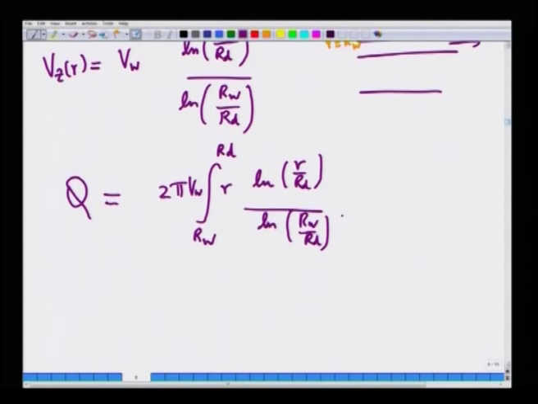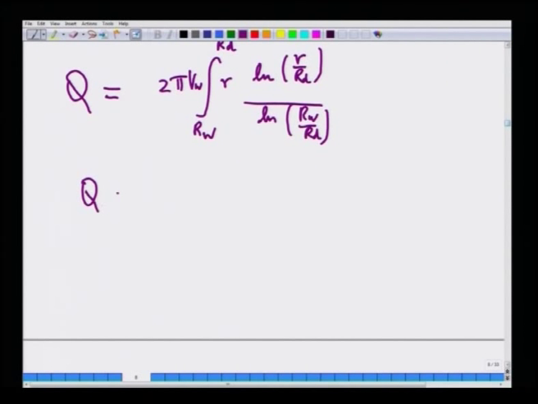Once I do the integration, in order to do this integration, we have to know that the integral of x ln x dx, because it is of that form, is x squared ln x by 2 minus x squared by 4. This is obtained by integrating by parts using the u dv kind of rule. We can use x ln x as u and write x dx as d of x squared by 2.